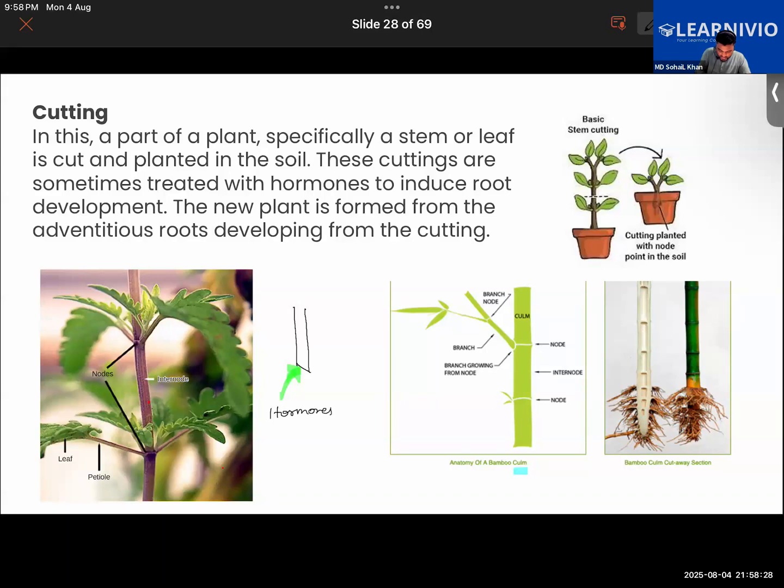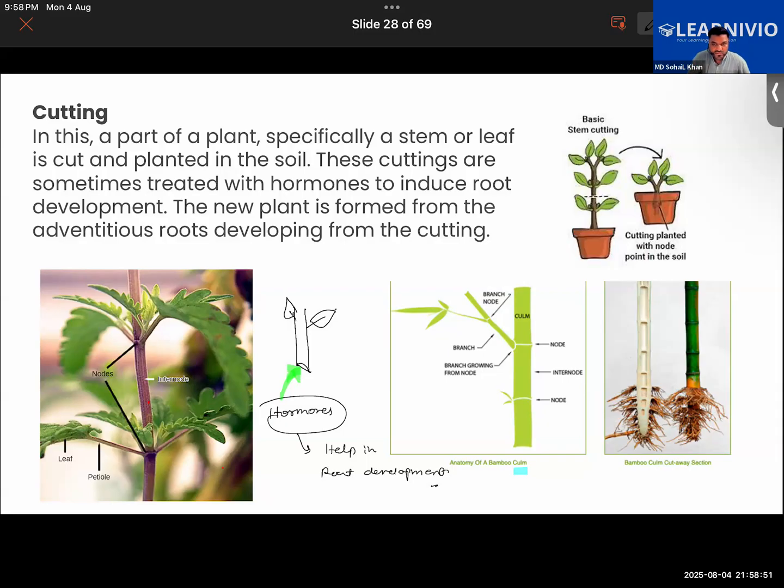Hormones, and these hormones will help in root development. Sometimes we can use it, and sometimes even without the help of these hormones, we can grow a new plant. Getting it, Halima, Salman, and Ibrahim? So it can work for every plant, right?